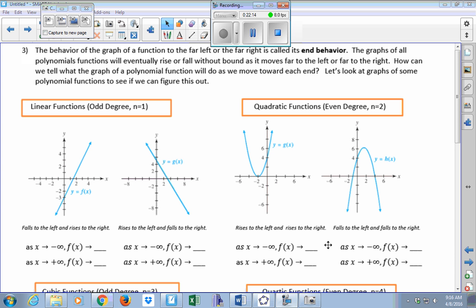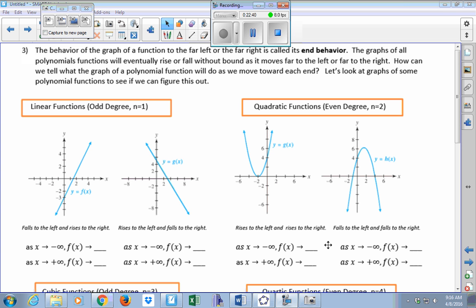A straight line's either going to be like this with a negative slope, so your leading coefficient's negative, or positive. When you're negative with an odd degree function, your right arm is always down. When you're positive slope, your right arm's always up.